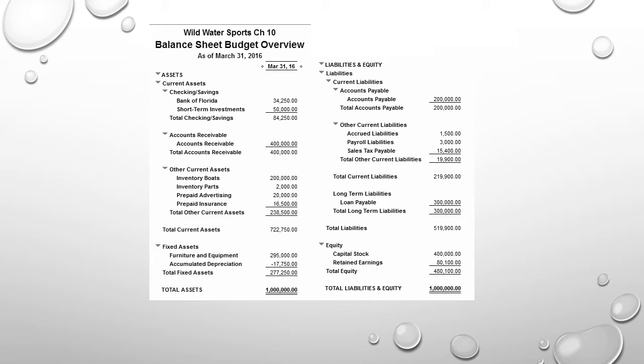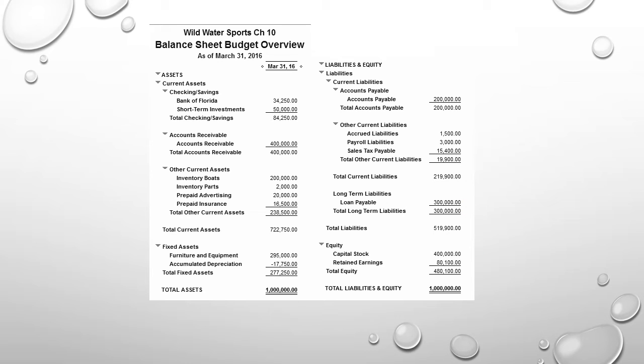Once we've entered the data into the budget, we can create a balance sheet budget overview. This is what the balance sheet looks like as of March 31st, 2016. Notice how our total assets of $1 million equals our total liabilities and owner's equity. This is critically important. This is the only time in which QuickBooks will actually produce an unbalanced balance sheet if you enter in data that doesn't add up.